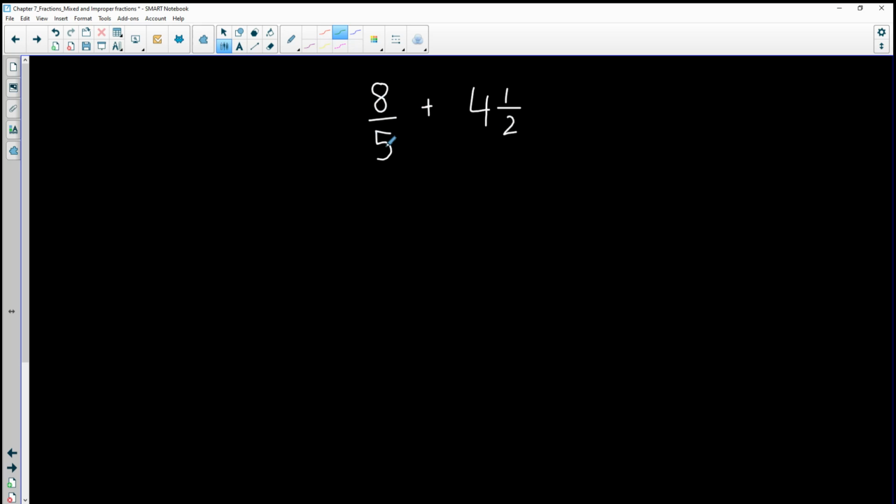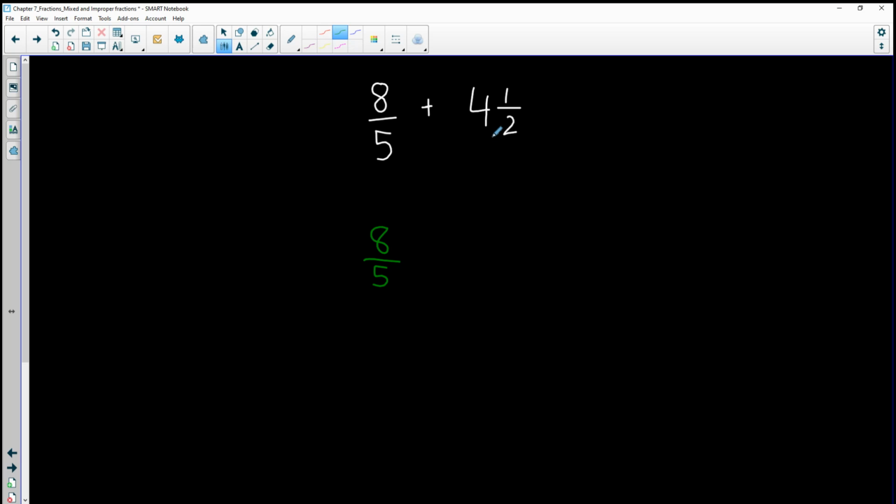You actually don't have to do anything right yet with this one, the 8/5, because it's already an improper fraction. So we're just going to leave that one for now. Now, this mixed number, though, we're going to have to convert it to an improper fraction.